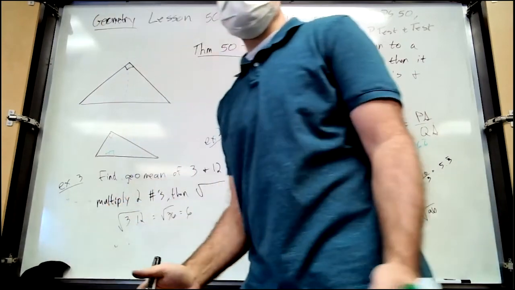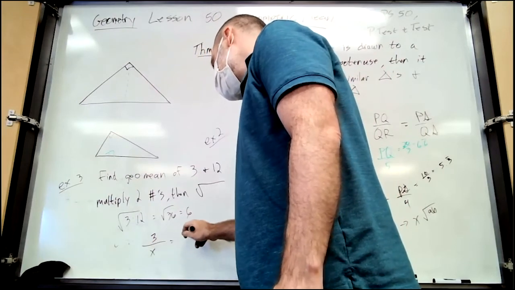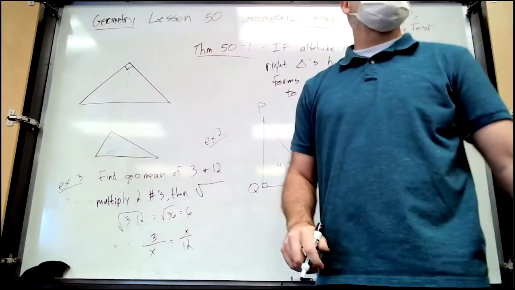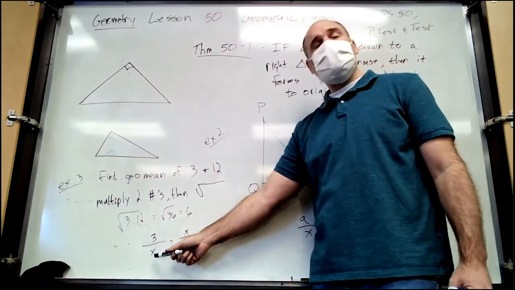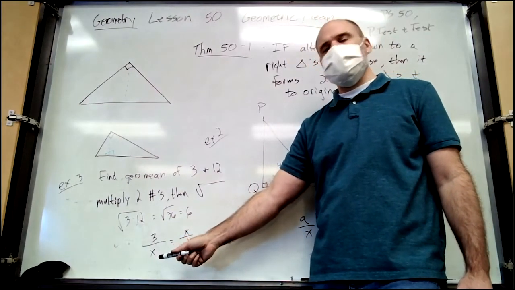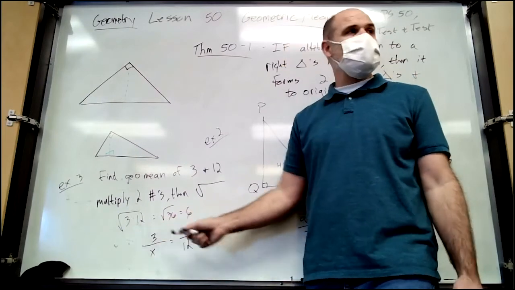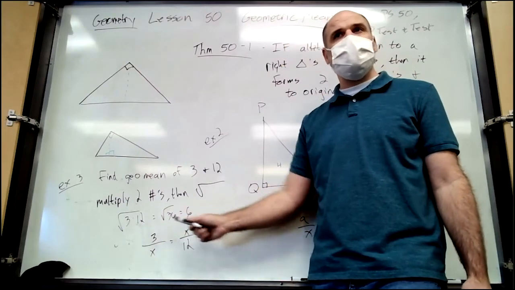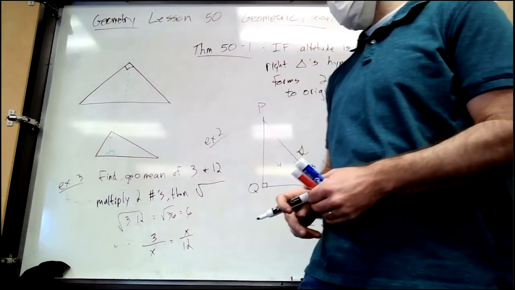Or you could set it up like a proportion. 3 over x equals x over 12. The fish method doesn't really work, but the cross products do. The cross products have to be equal. So x squared equals 3 times 12. X times x equals 3 times 12. So x squared equals 36. So x has to be 6.